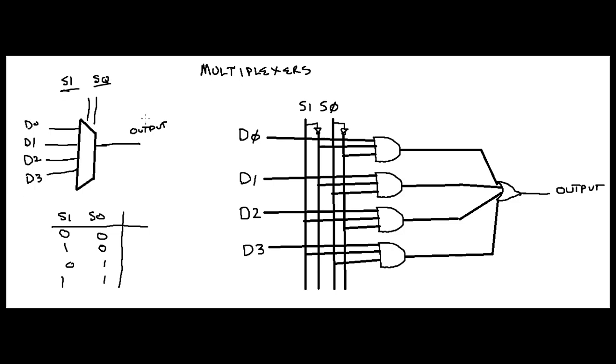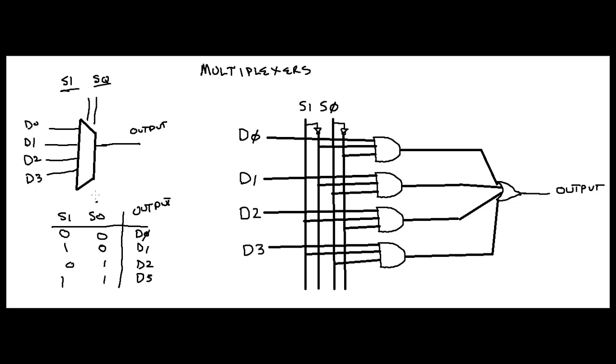Now, for example, you could have 0, 0 output, and this would be your output here. You could output D0, right? If your S1 was high and S0 was low, it could output D1. This could be D2. This could be D3. So in other words, you have multiple inputs coming into your multiplexer and only one output, okay?